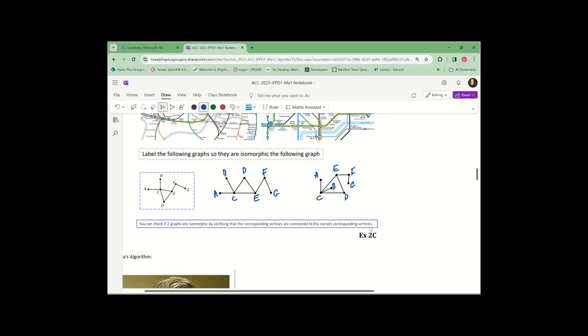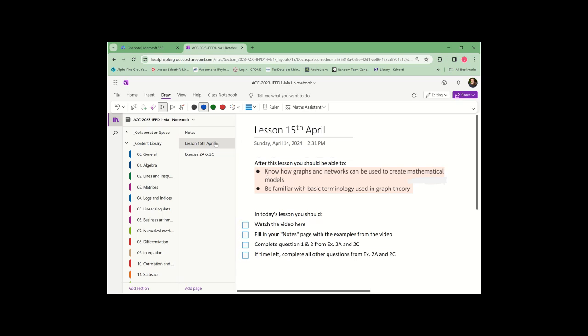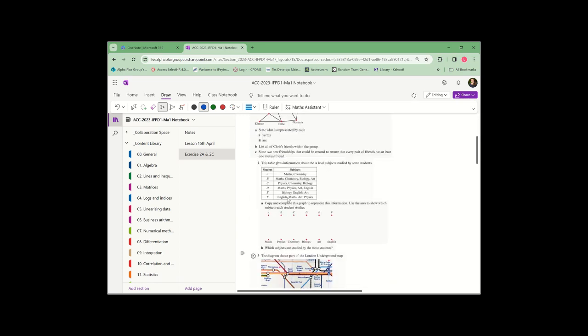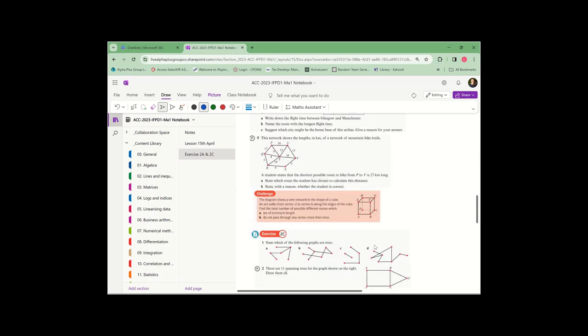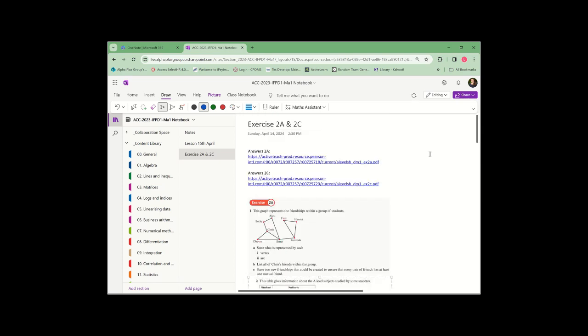Okay, we're going to leave it there for today. That's already quite a lot of new information. So what I'd like you to do now is follow the instructions on lesson 15th of April. You can try question 1 and question 2 from exercise 2A, and you can also try question 1 and question 2 from exercise 2C. And if you finish those, you can look at the rest of the exercise, but just focus on getting the first 2 done from each exercise. That would be fantastic. Any questions, let me know on Teams, and I'll hope to see you on Thursday.